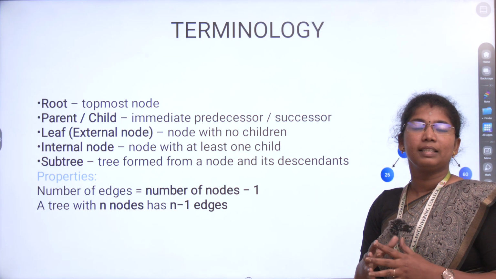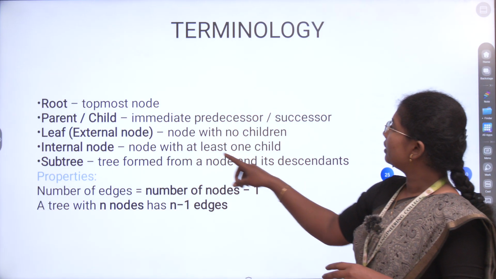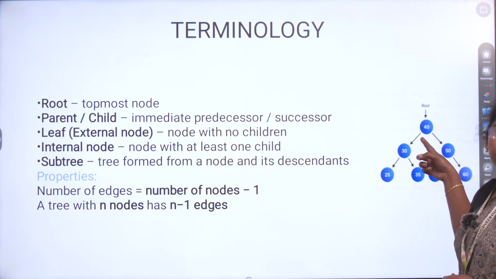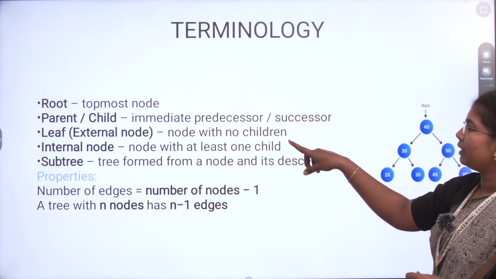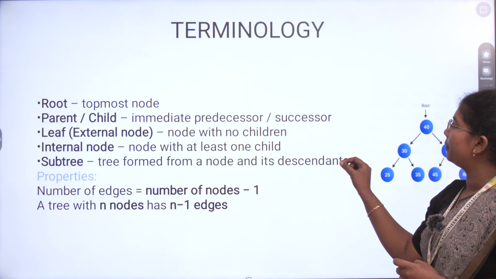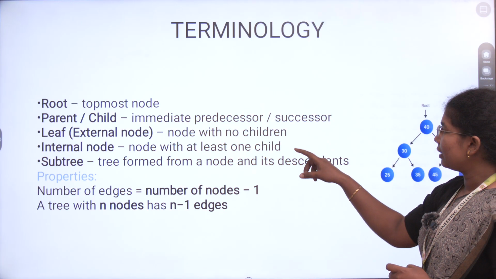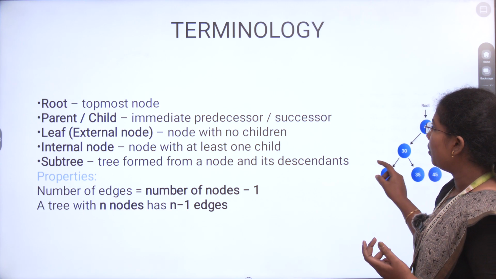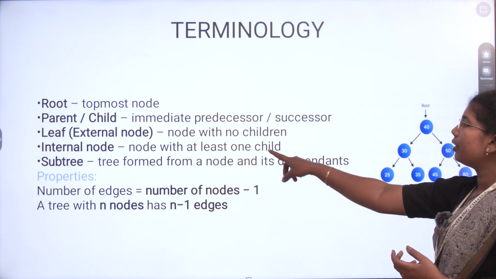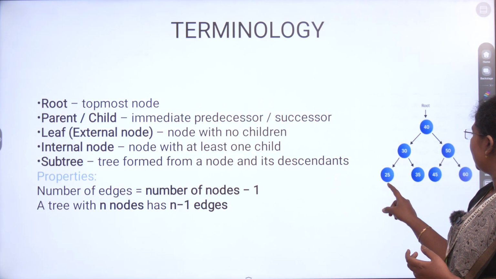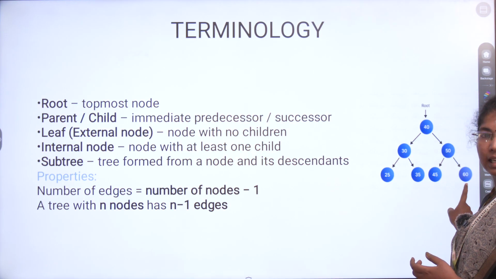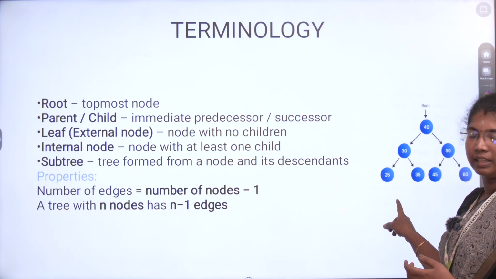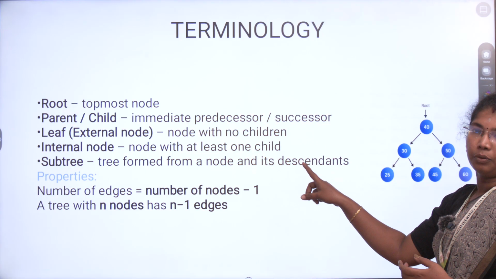And terminologies of a tree. Here root, that is the topmost node. This is the root here. Now the parent and a child, that is an immediate predecessor and a successor. That is also a root node. Root is also called a parent node. Now a leaf, an external node with no children. Here the last node, that is the last level, has no children from either the right side or the left side. So this is the leaf node.